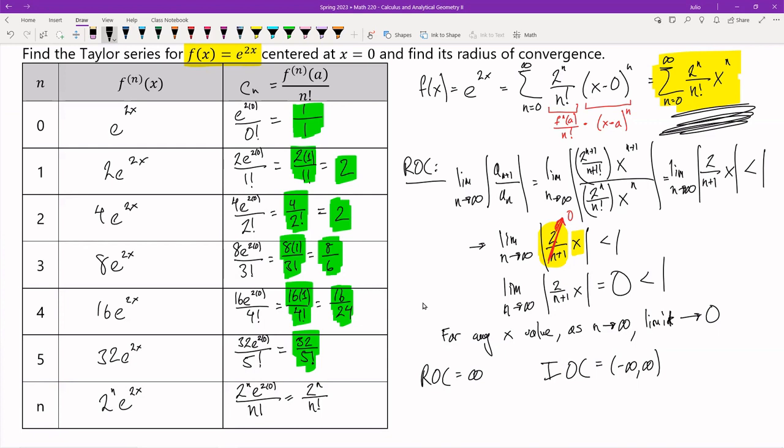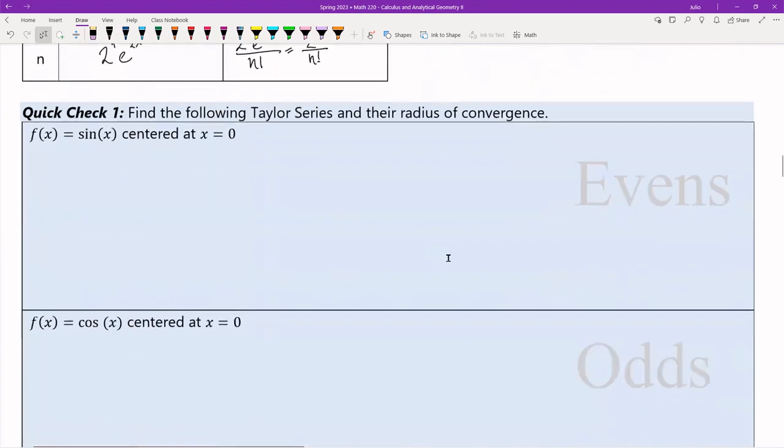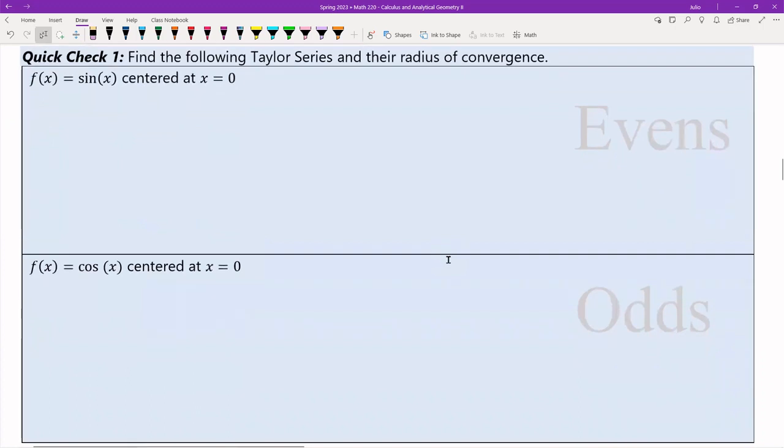That's a lot of good work there. What comes up next is quick checks. So I want you guys to try the same exact process that I did up above. Find all the derivatives, and I want it centered at 0. So find the Taylor series expansion, and determine the radius and interval of convergence.